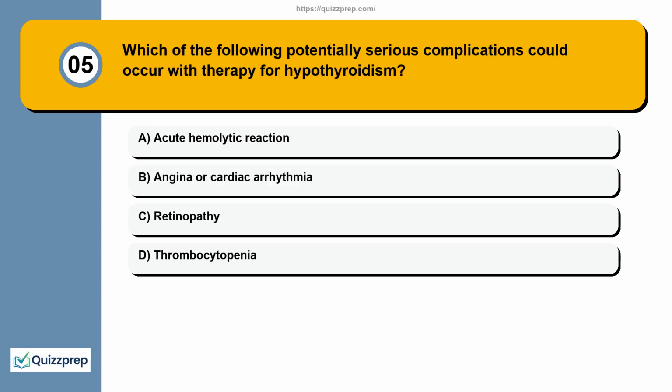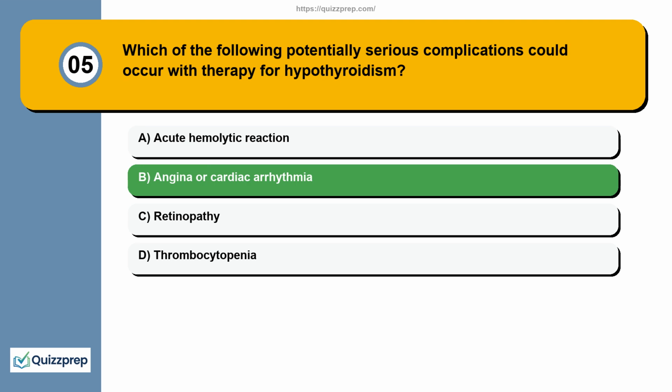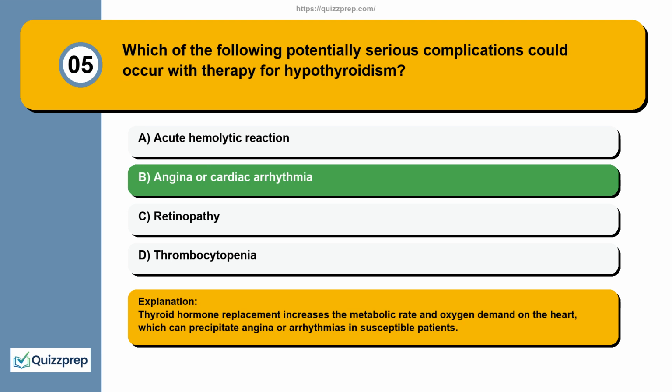Question 5. Which of the following potentially serious complications could occur with therapy for hypothyroidism? Acute hemolytic reaction, angina or cardiac arrhythmia, retinopathy, thrombocytopenia. Thyroid hormone replacement increases the metabolic rate and oxygen demand on the heart, which can precipitate angina or arrhythmias in susceptible patients.